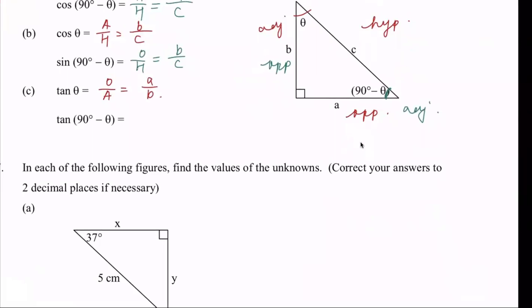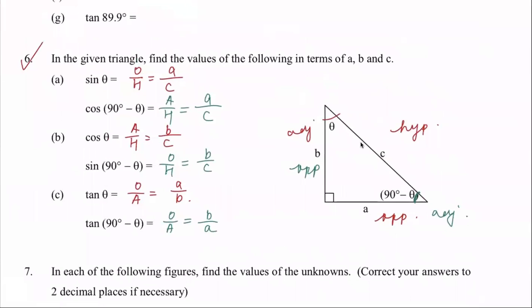And tangent of 90 degrees minus theta, this is green color, so this is also O over A, but this is B over A. Okay, so this question, let me mark this. It's worth doing again.